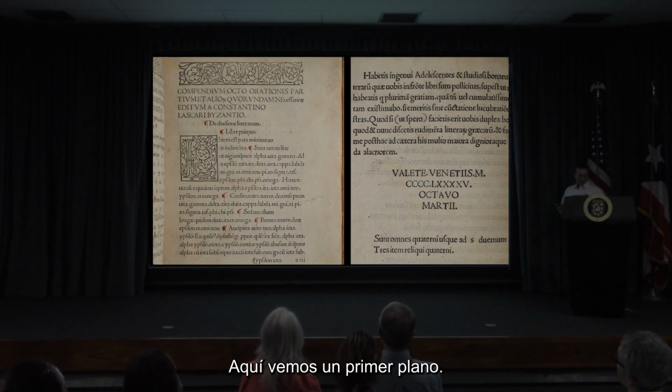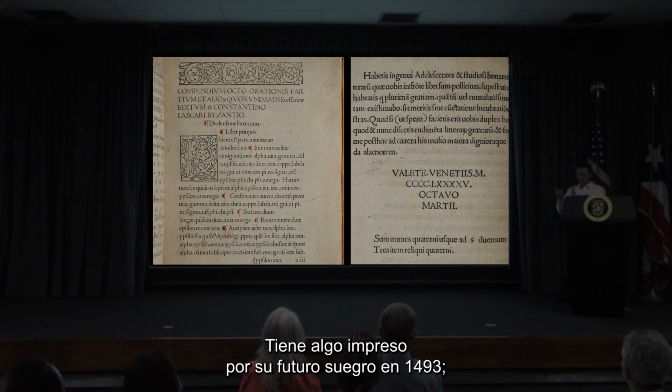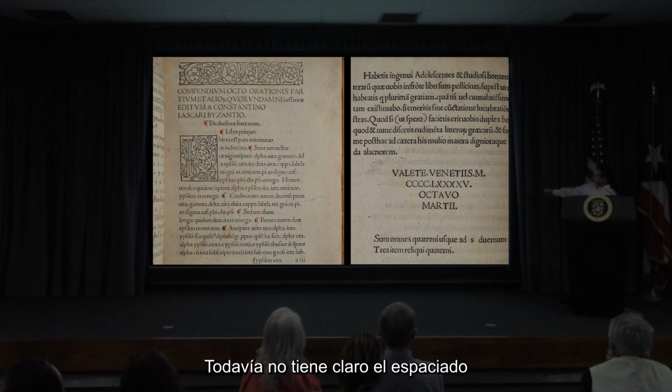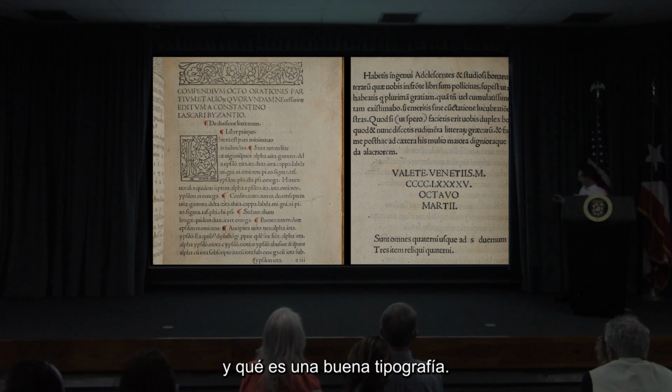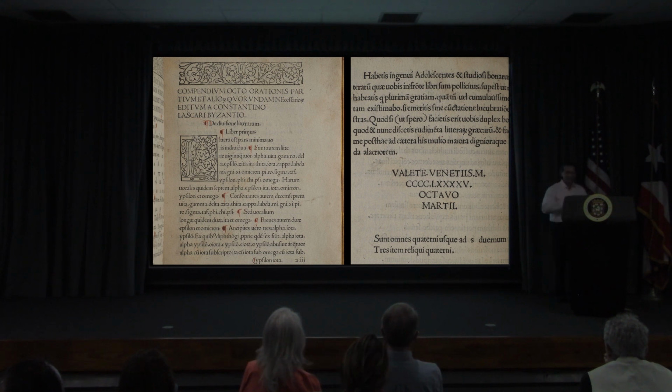Here is a close-up. In fact, he's starting out finally on his own. He had something printed by his future father-in-law in 1493, and this is 1494. He does it himself. He's still not clear about spacing and what is good typography. This M test, it really belongs here, but it will look so much better.